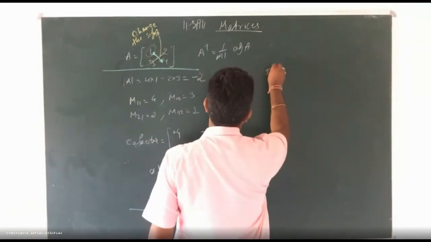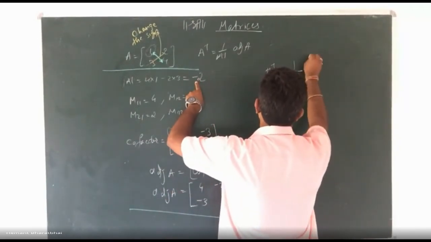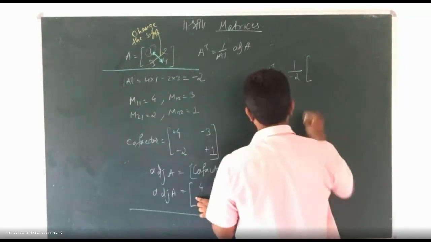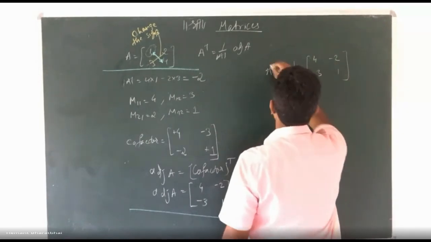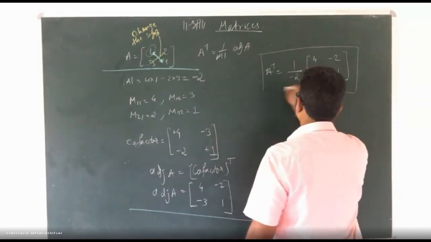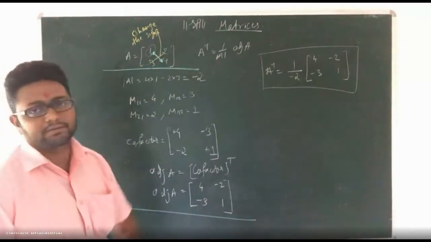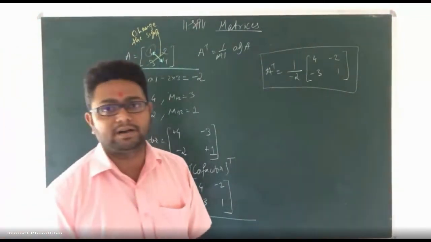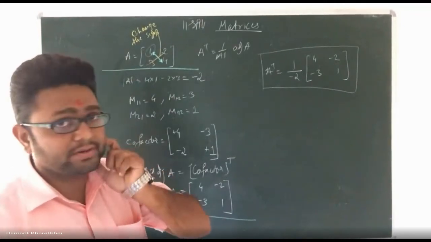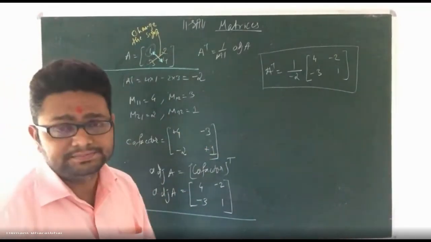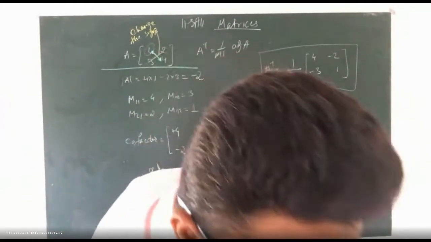So I'll get the inverse of the matrix is equal to 1 upon determinant of A. Determinant of A we had got as minus 2, into adjoint of A. Adjoint of A is 4, minus 2, minus 3, 1. So this is the inverse of my matrix. Matrix A was 1 2 3 4, and the inverse of the matrix is 4, minus 2, minus 3, 1 into 1 upon minus 2. So this is how you can find the inverse, which is a very easy method. And for 2 by 2 the trick works very nicely. Let's see one more.